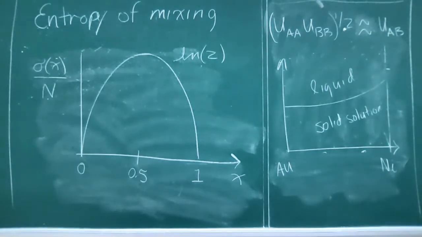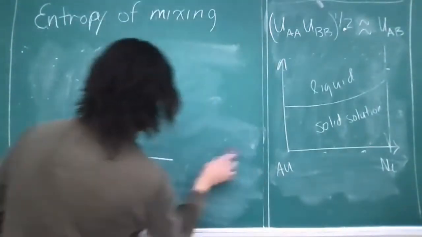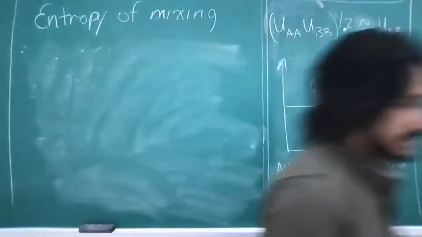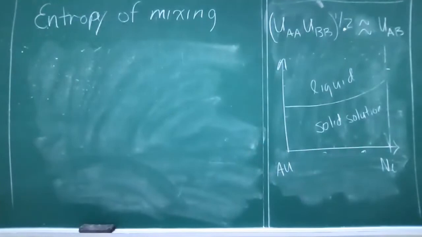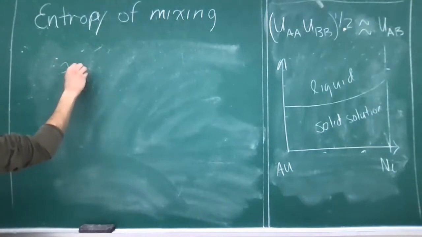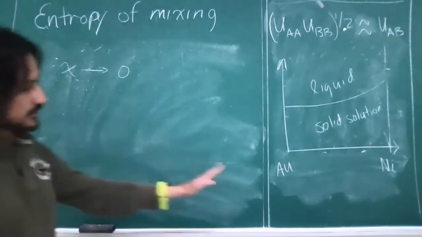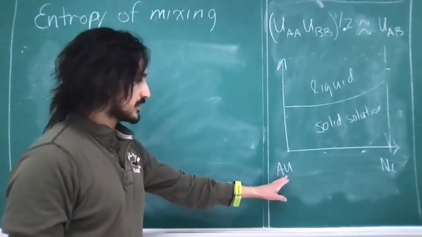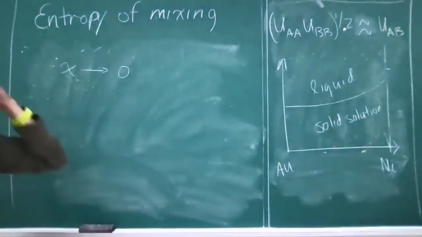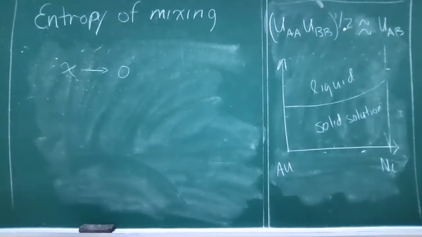And so if you consider the dilute limit, so x goes to zero. Let's say that you have a substance that is mostly gold. Let's say that you're purifying this alloy, with whatever method.